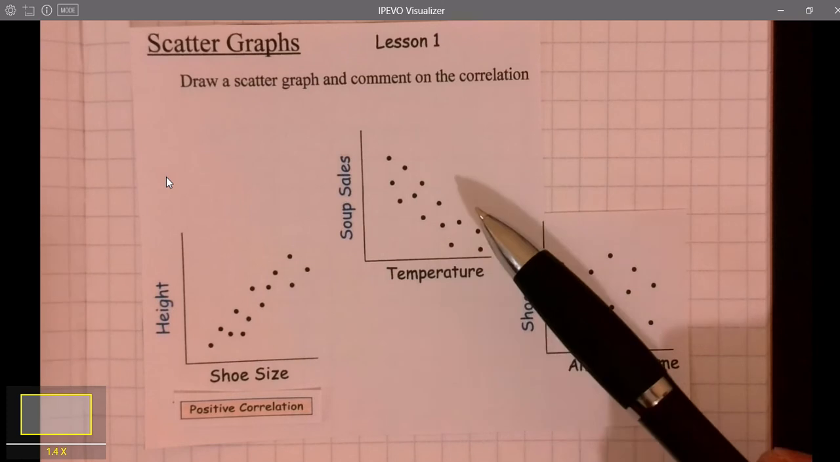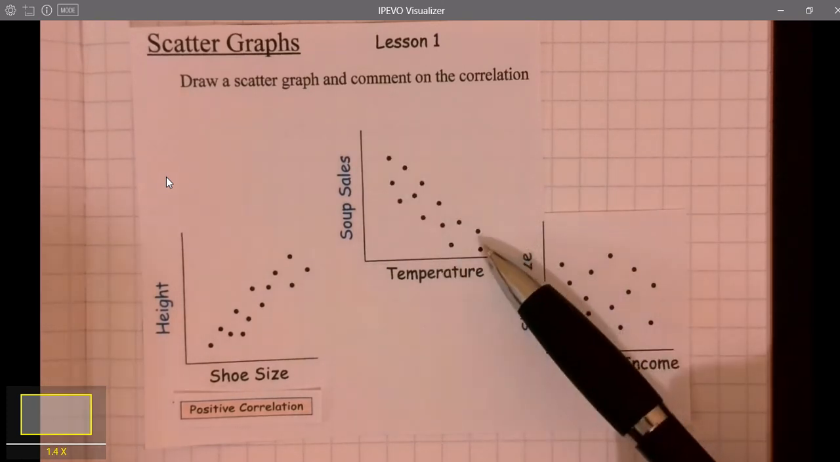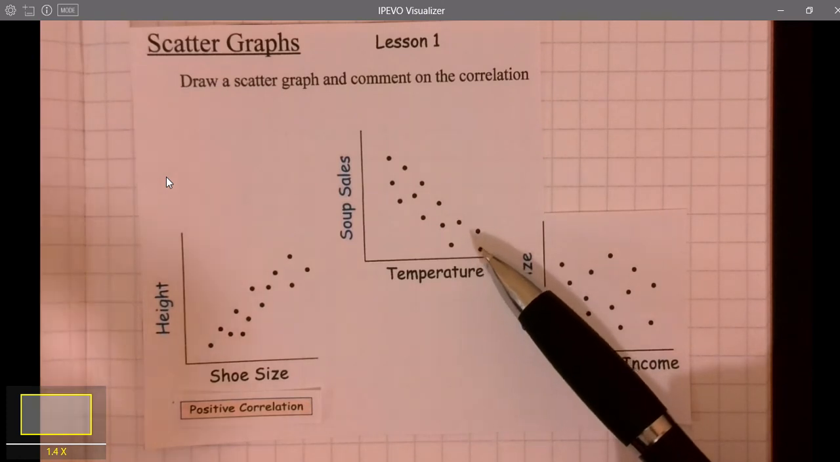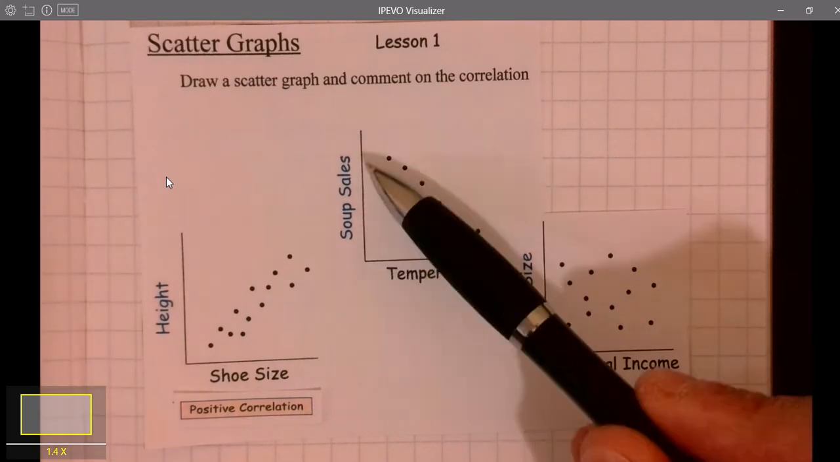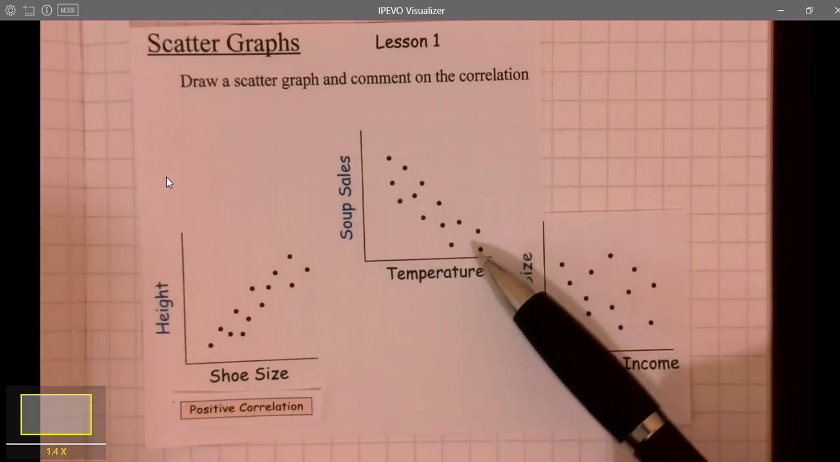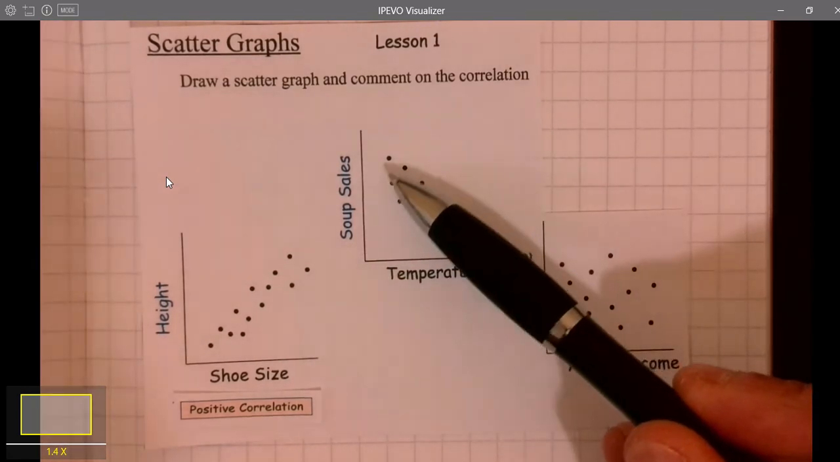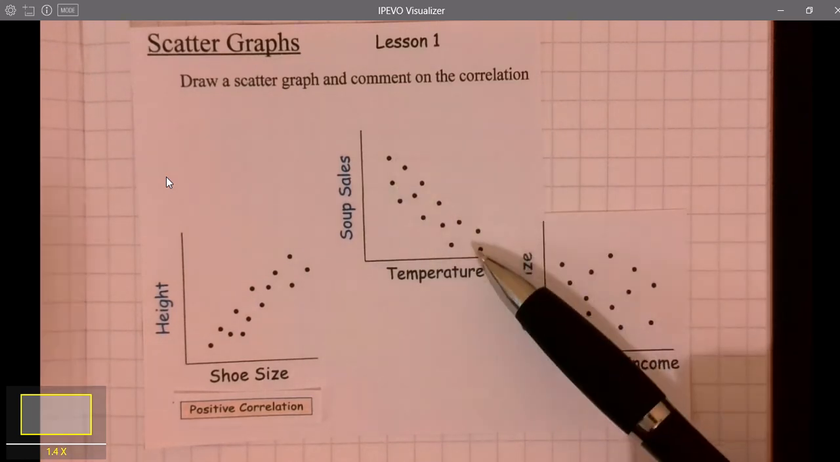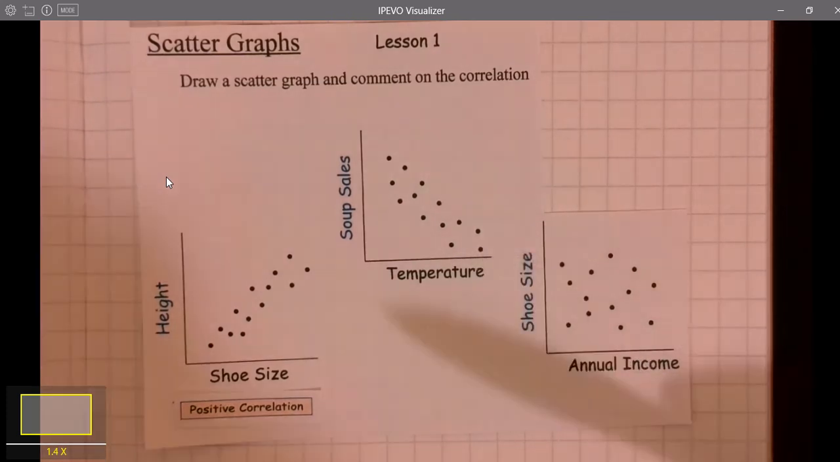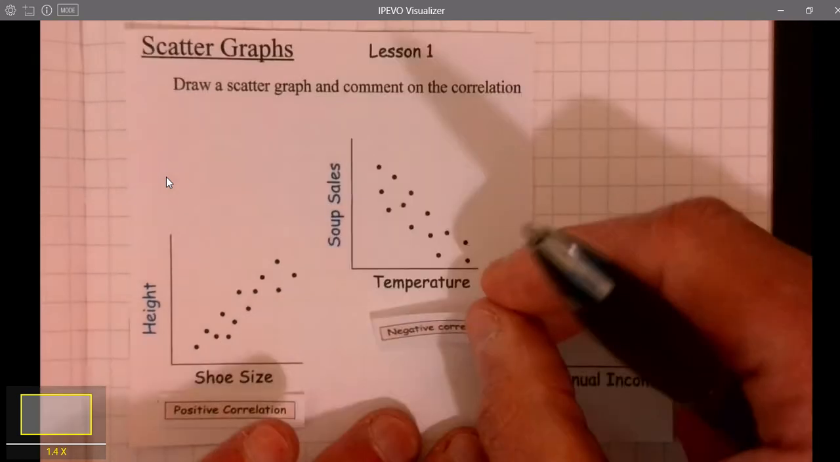This one, now, is going the other way. It does form a nice straight line, but it's going in the opposite direction. So as the temperature increases, soup sales decrease. If you think about it, in the wintertime, people eat more soup. Okay, I quite like soup. In the summer, they tend to eat less. So that's what that's telling us. When it goes in that direction, we call that a negative correlation.